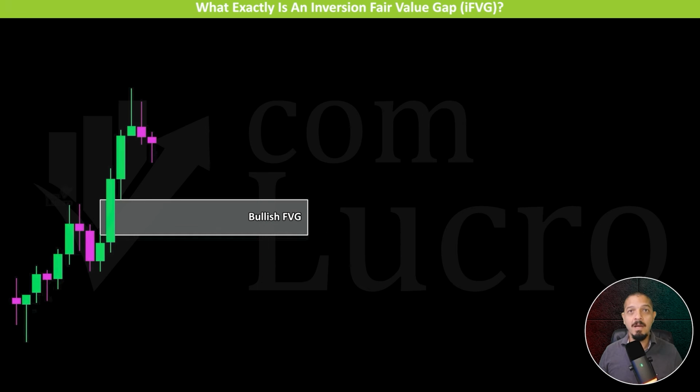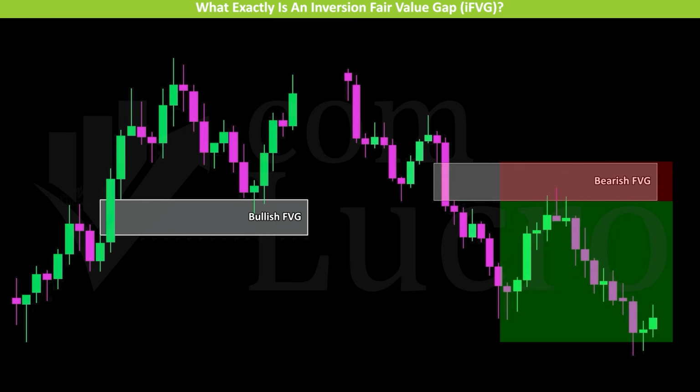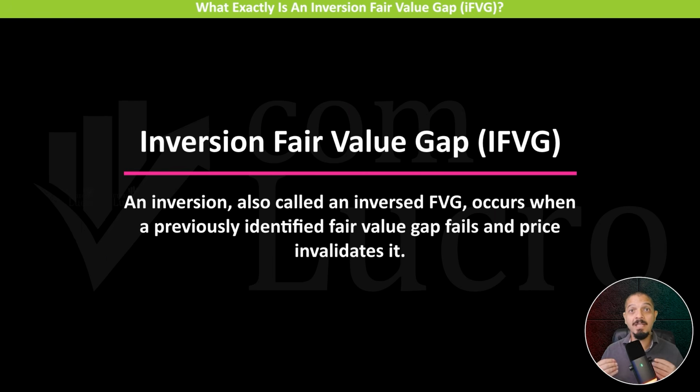The psychology behind a bullish fair value gap reflects a buy-side imbalance, where buying pressure clearly dominates selling pressure and creates that inefficiency in price. When marking this manually on your chart, traders often highlight this area as a potential demand zone to look for long opportunities. The same logic applies in the bearish case. When price revisits a bearish fair value gap, traders anticipate a reaction and manually treat that area as a supply zone.